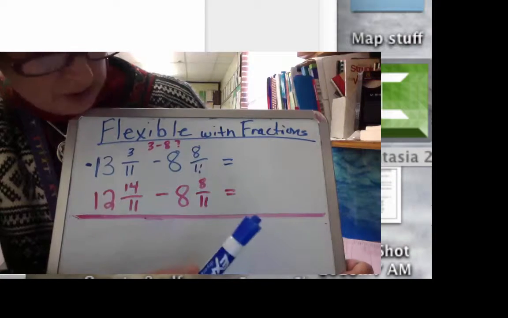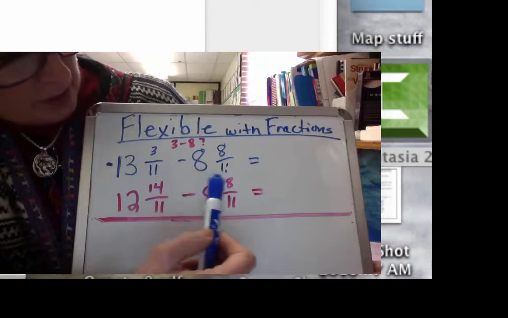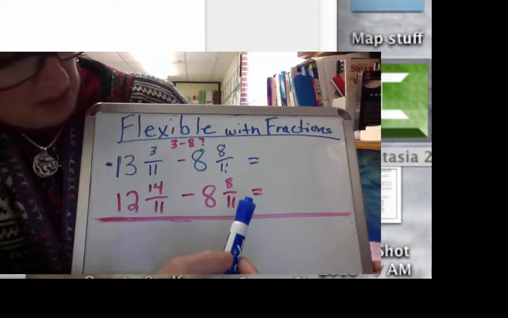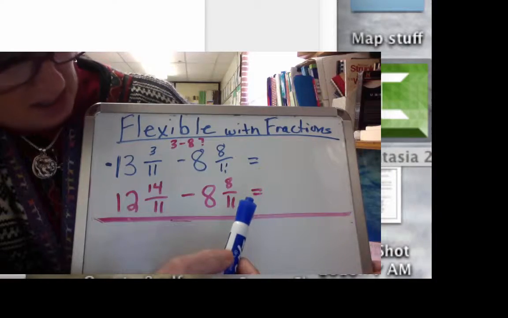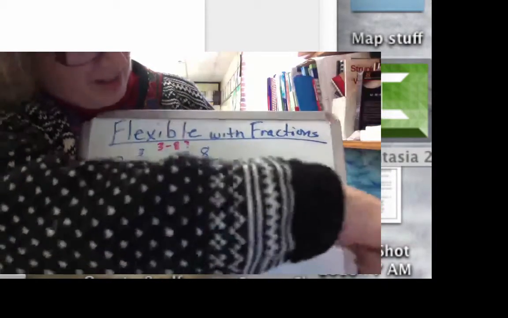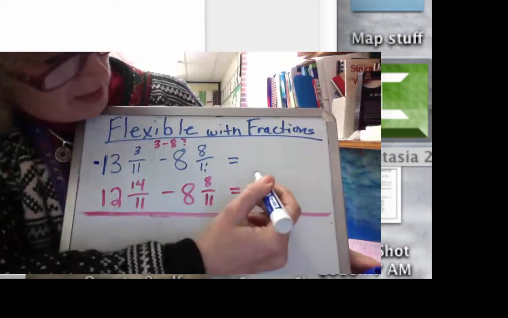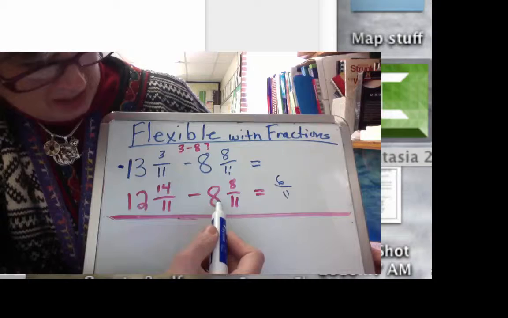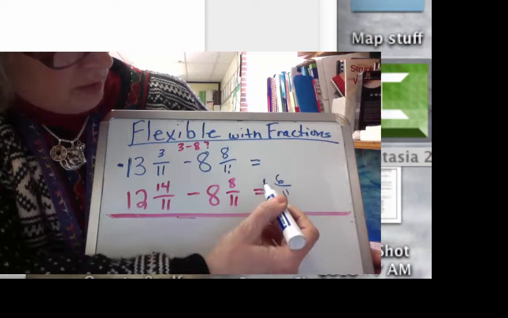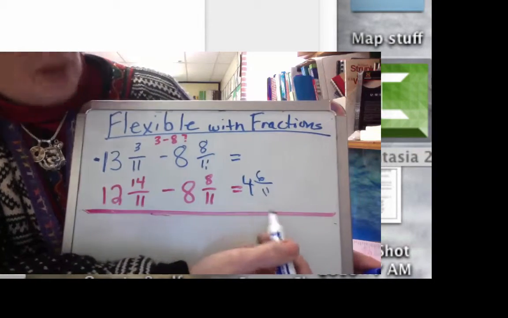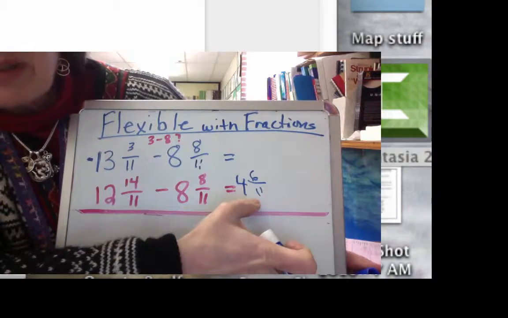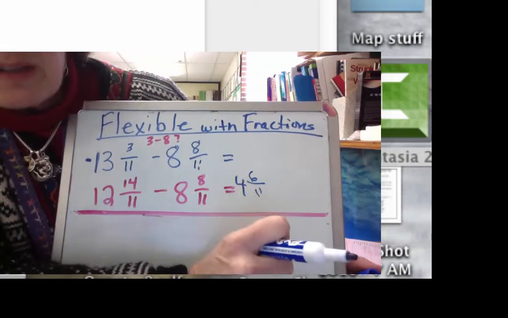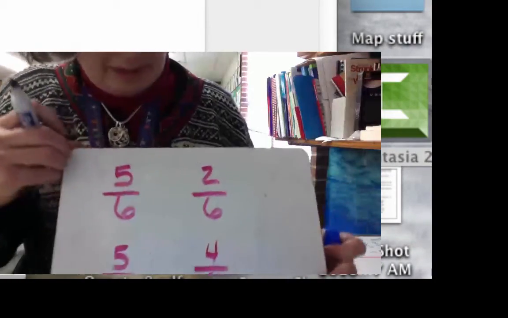Once you do that, then you have 14 minus 8, which is 6. Then you have 6/11 as part of the answer. 6/11. And then 12 minus 8, which gives you 4. Then you have to look at the answer to see, is that in simplest form? Yes, it is.